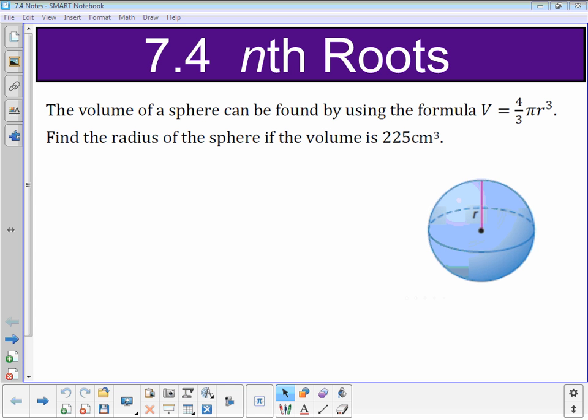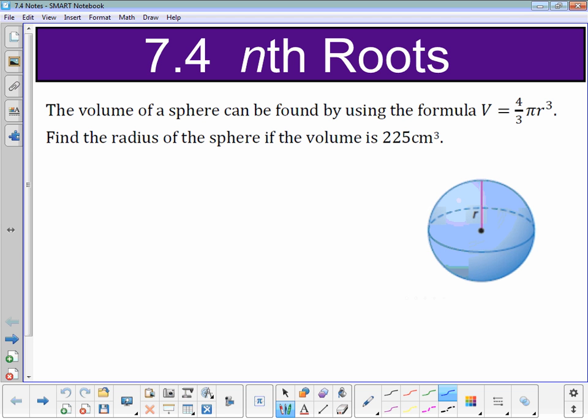Nth roots today. How do we find nth roots? What are nth roots? And what do we do with them? Our example up at the top says the volume of a sphere can be found using the formula V is equal to 4/3 pi r cubed. We just looked at this formula when we were doing all that MCA prep stuff a couple weeks ago. It says find the radius of the sphere if the volume is 225 centimeters cubed.